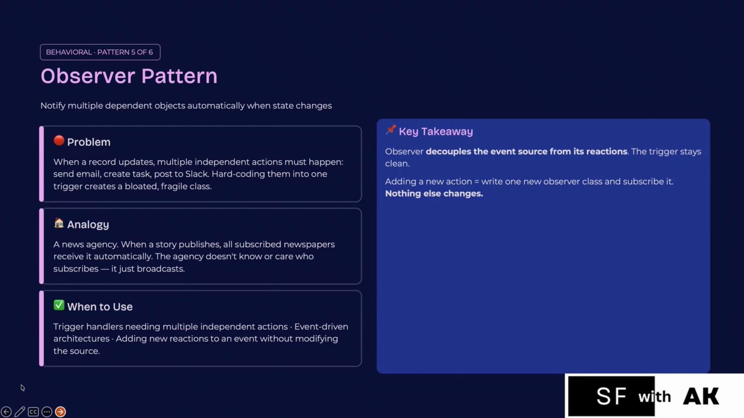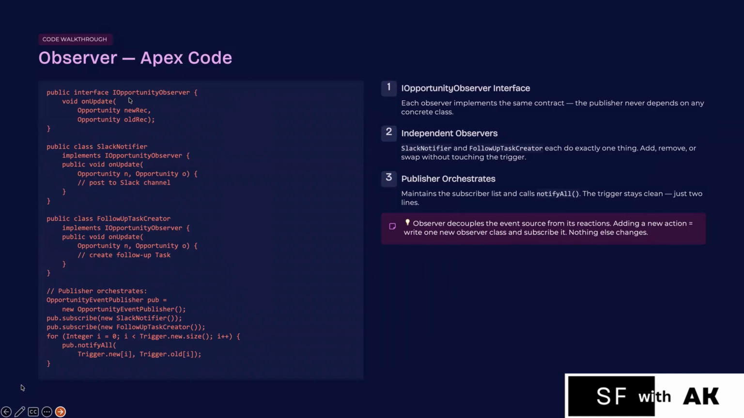Now let's see the code. First, we need to define the interface. One method, onUpdate, which will pass the new opportunity and the old opportunity. Then we create our observers, Slack notifier, follow-up task creator, or we can have multiple. Now the publisher, the opportunity event publisher, maintains a list of subscribers. You call publisher.subscribe and pass in your observer. Then in the trigger, you loop through the records and call publisher.notifyAll. Well, that's how your trigger becomes clean.